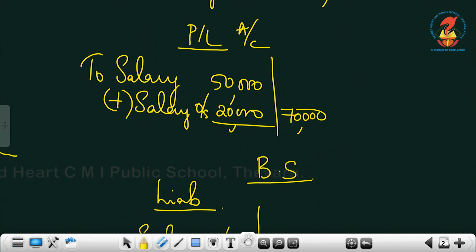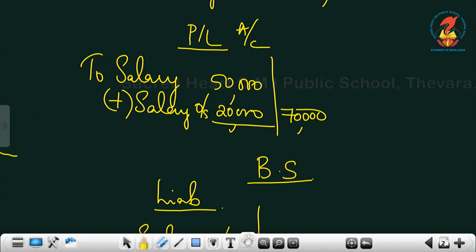Oh, we didn't write this one, isn't it? Outstanding salary when it is given inside the trial balance. You just take the second subhead. You write when outstanding salary is given inside the trial balance. Now, is it an adjustment? It is not an adjustment when it is given inside. So, what should we do? We need to record only once. And where will you write it?